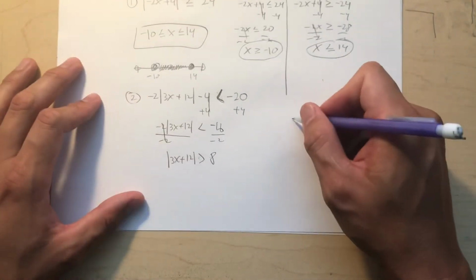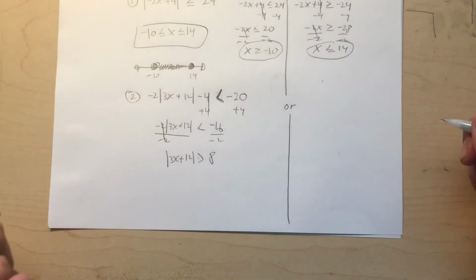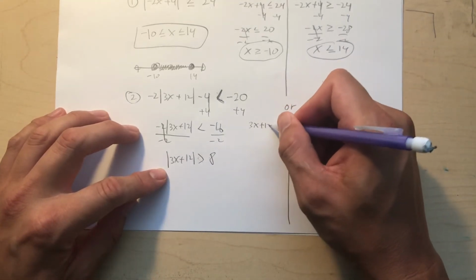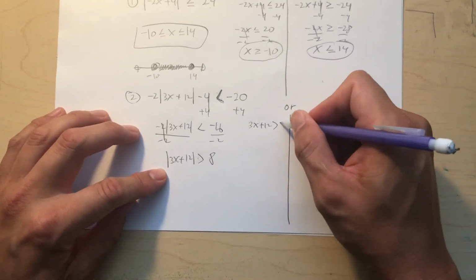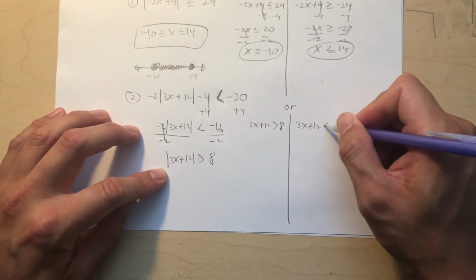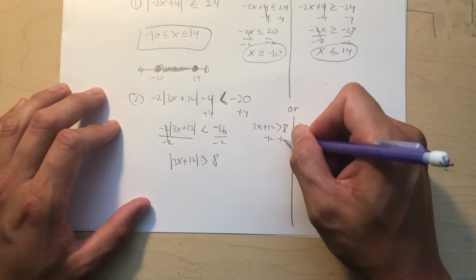All right, let's write down our 2 equations. This one here is an or. I'll explain that later on. Let's rewrite it. So we have 3x plus 12 greater than 8. Now we're going to flip it to the other side: 3x plus 12, and now you're going to make it less than, and it is negative 8. All right? Subtract 12 from both sides.